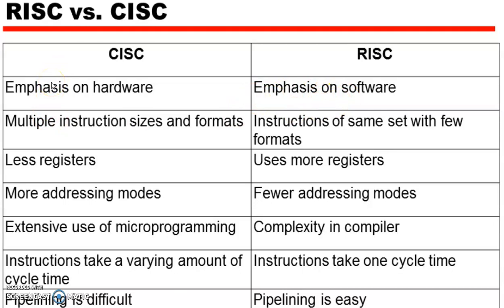Next point, in a CISC processor, there are multiple instructions with multiple instruction sizes and formats. Formats are different, sizes are different, instructions are different. But in RISC, the instructions are of the same set with few formats. So the formats are very few compared to CISC. CISC uses very few registers, RISC uses more registers. CISC has more addressing modes, RISC has fewer addressing modes.